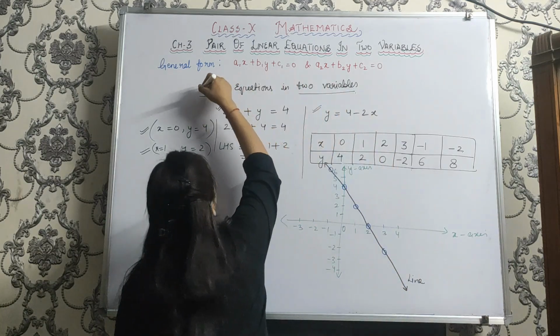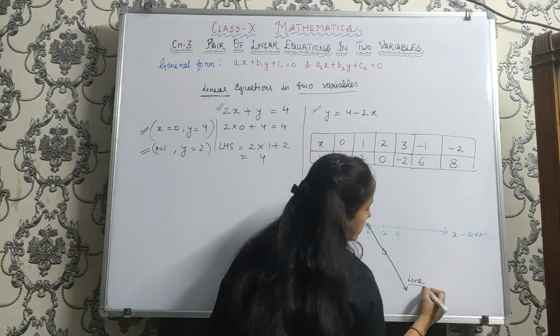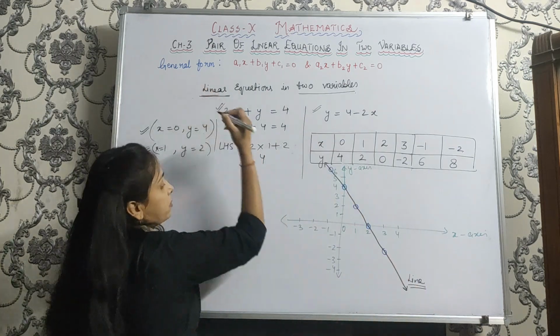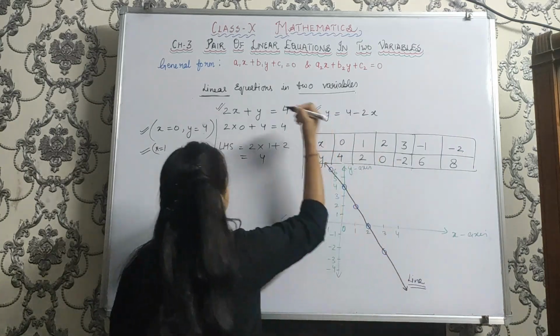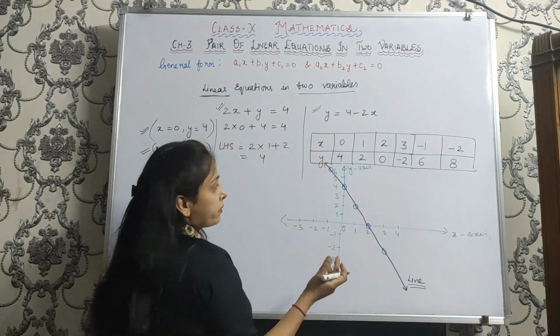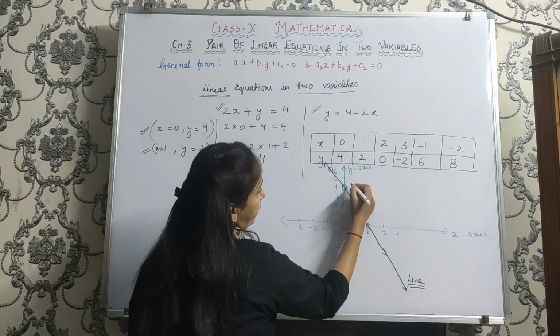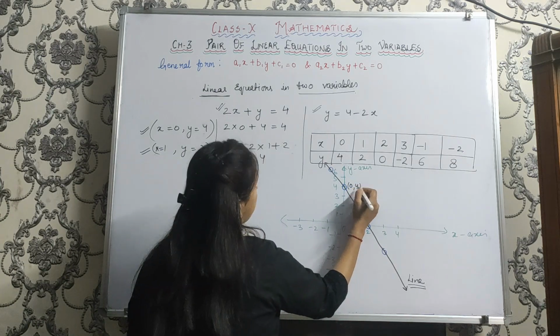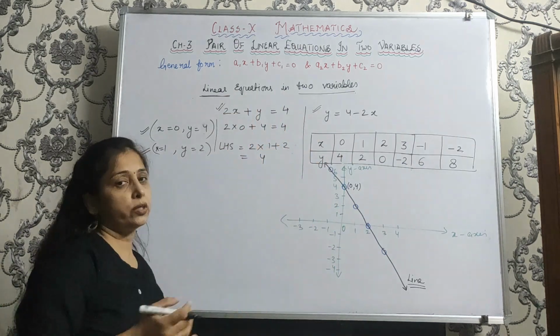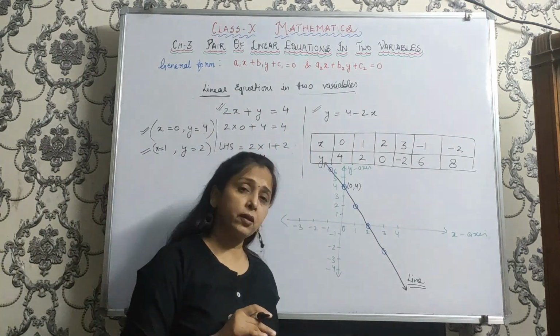That's why this name linear is derived, because the graph of this depicts a line. And each point on this line is a solution of this equation, and vice versa. If we take any point here, suppose I have taken this point which is 0,4, so this is a solution of this equation. So I hope these things are clear.